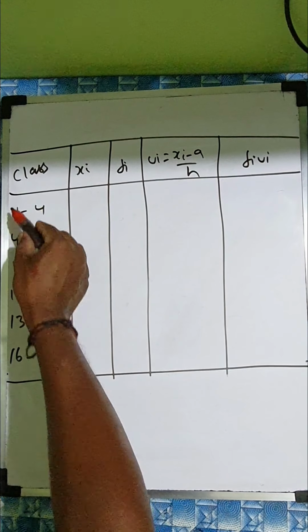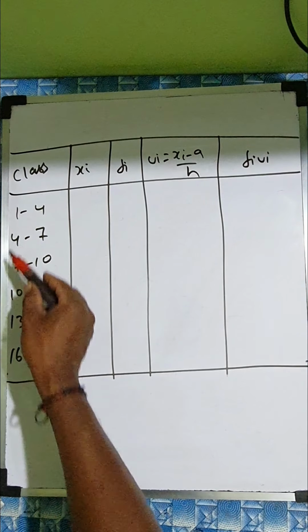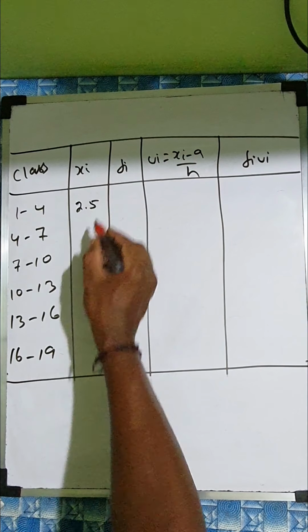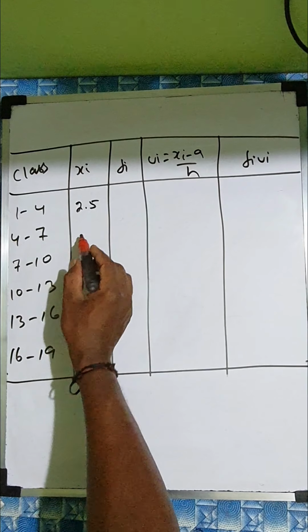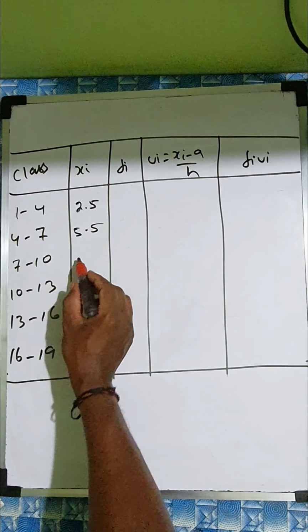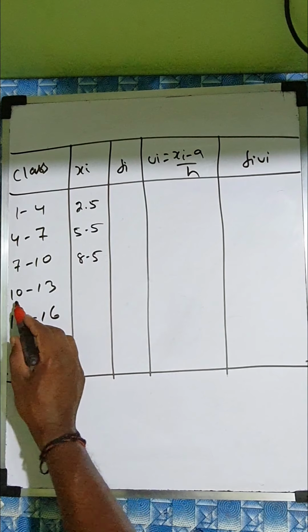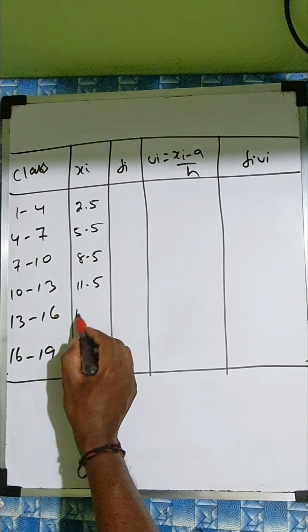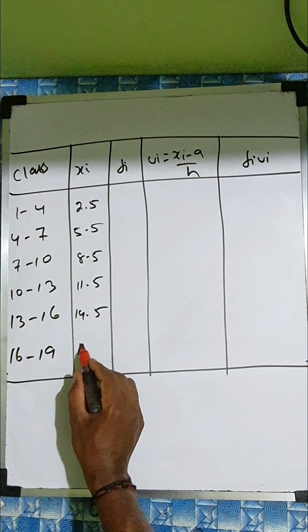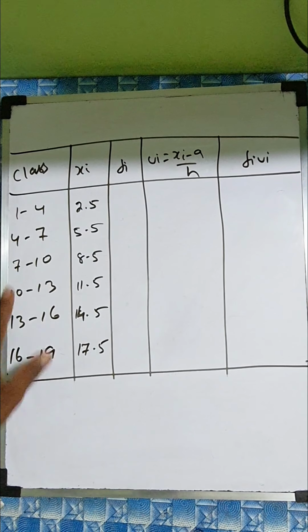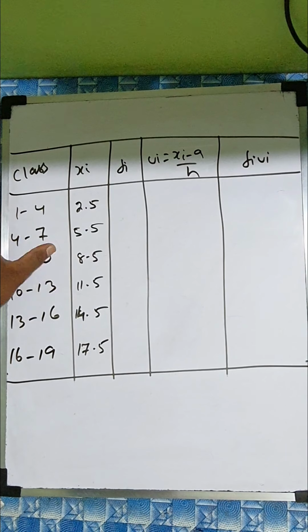Add that 1.5 to all the first numbers. 1 plus 1.5 is 2.5, 4 plus 1.5 is 5.5, 7 plus 1.5 is 8.5, 10 plus 1.5 is 11.5, 13 plus 1.5 is 14.5, and this one is 17.5. Understood now?